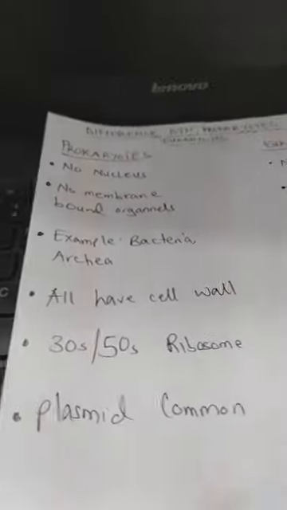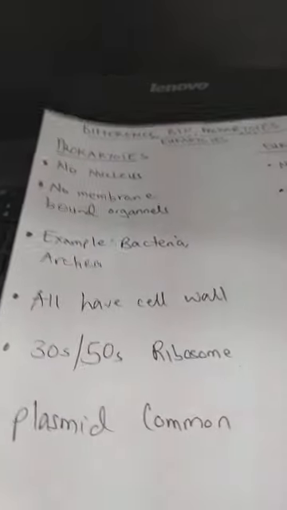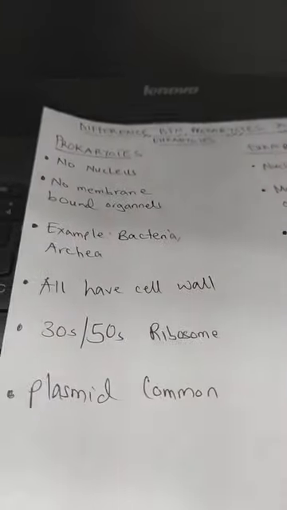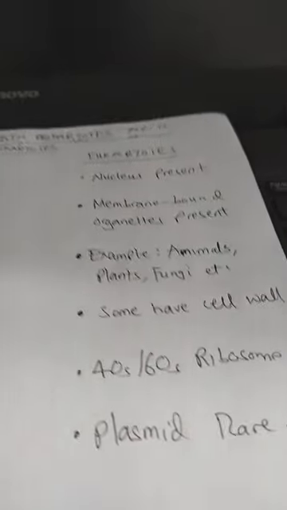And lastly, plasmid is common in prokaryotes. So in almost all prokaryotes, they have this structure known as plasmid, which offers resistance to drugs to our prokaryotic cell, while plasmid is actually very rare in eukaryotes. So these are the common differences between our prokaryotic cell and our eukaryotic cell.